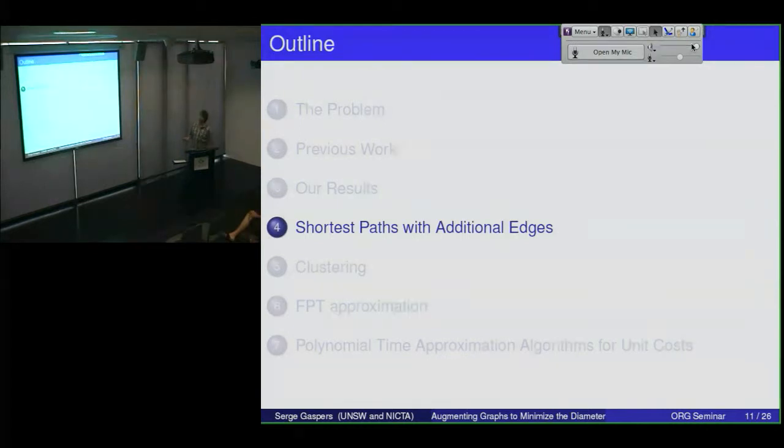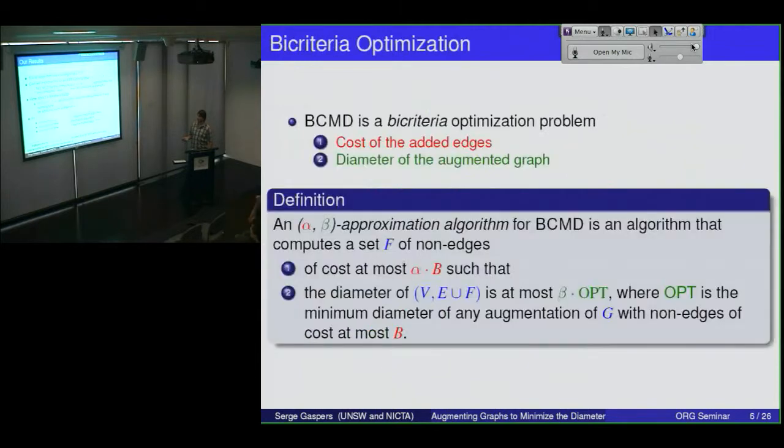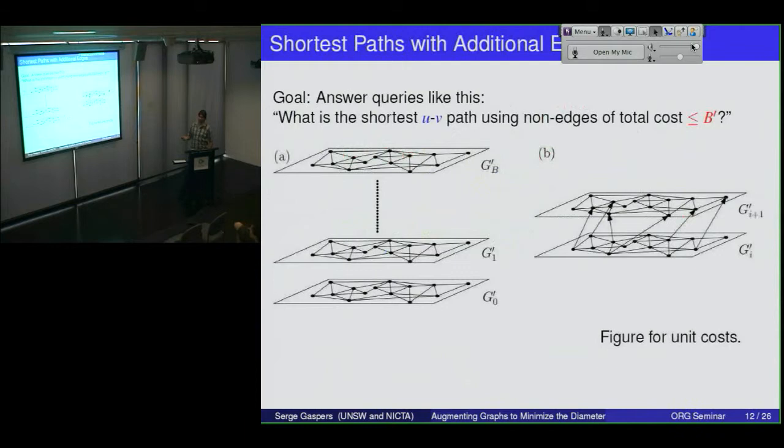So actually, for the layering, there's another method that is different from ours, but that only approximates the length. So it gives a 1 plus epsilon approximation. And this should work even for non-integers.